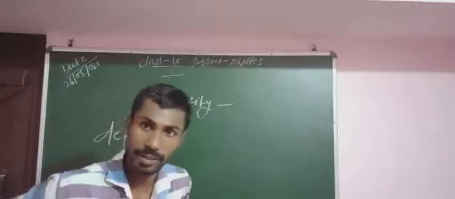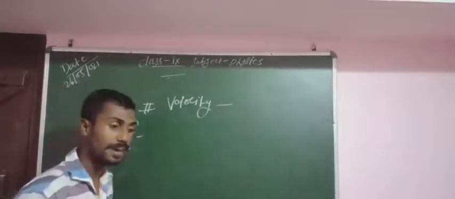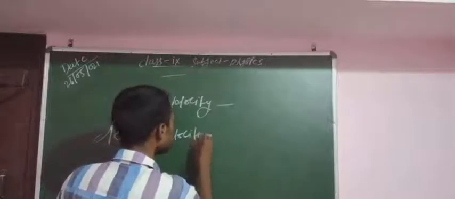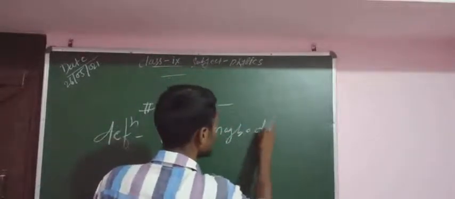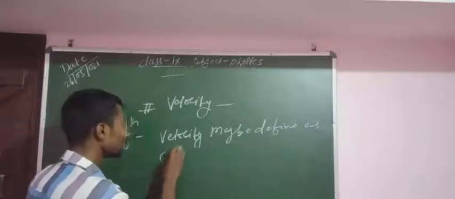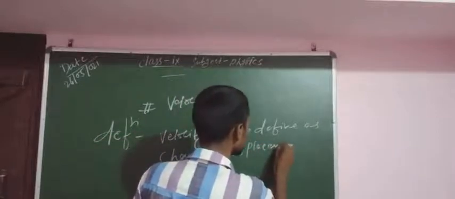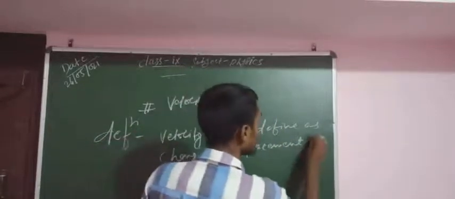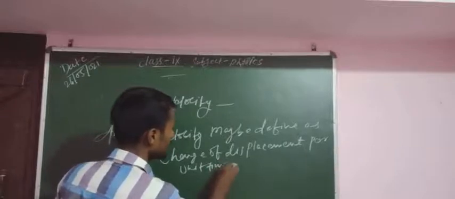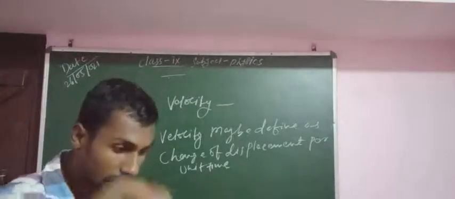So first of all we will write the definition, after that we will write everything related to this. Velocity may be defined as the change of displacement per unit time. Velocity may be defined as change of displacement per unit time is called velocity.